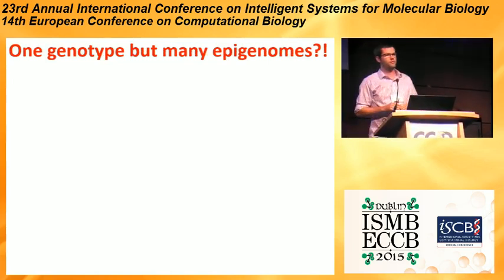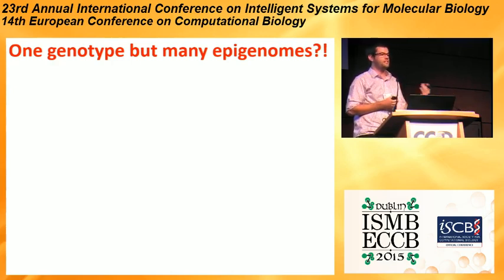So there's a big sort of issue in what I'm saying, in that I've just said that every cell type has its own epigenome, but every cell type has the same genome. How can a static genome lead and regulate a dynamic epigenome?